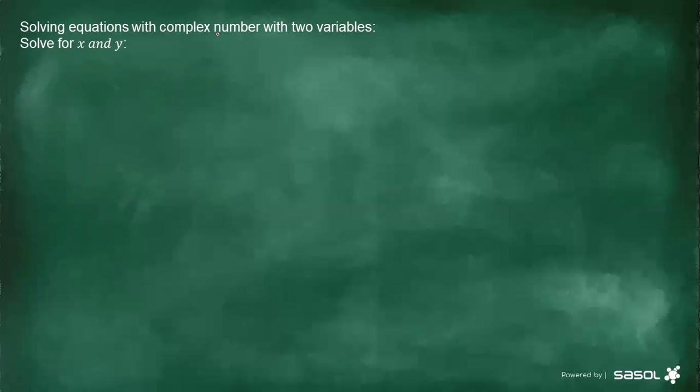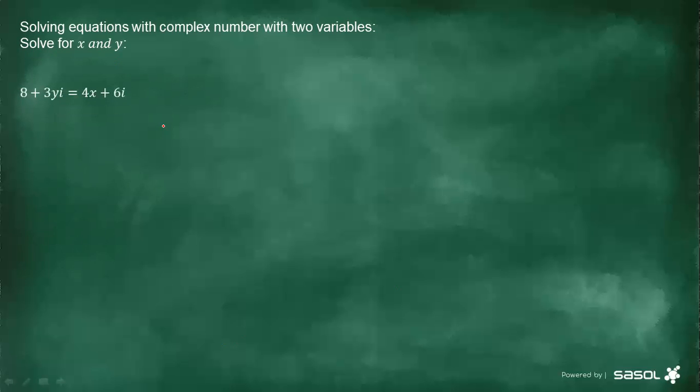Solving the equation with the complex number with 2 variables. Solve for x and y. Now, in this case, we will be solving x and y. So now it's a complex number. So we are going to be learning how we solve such.